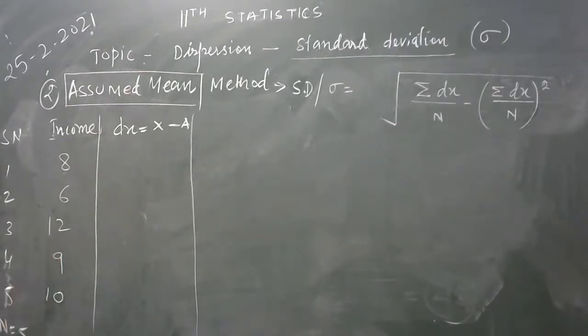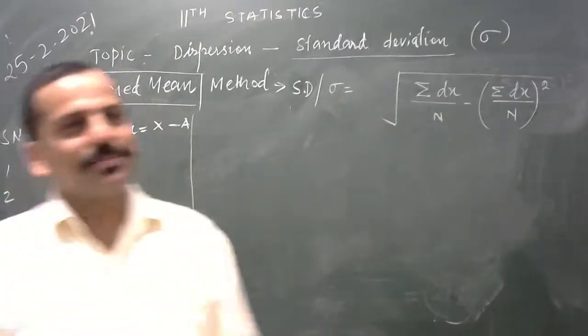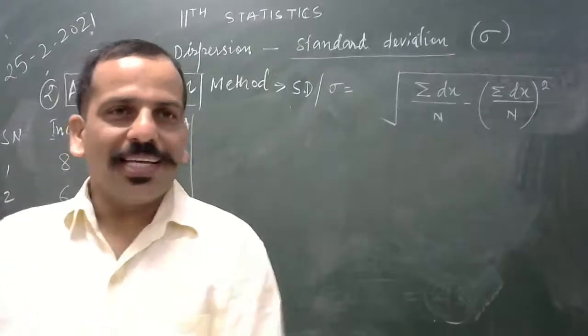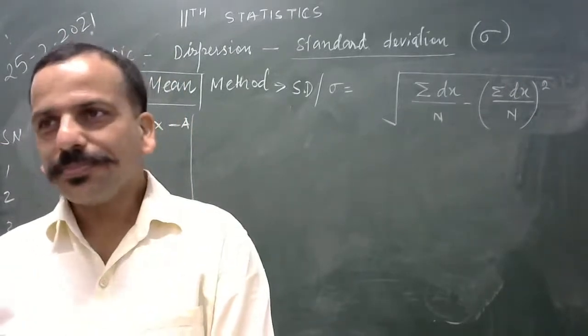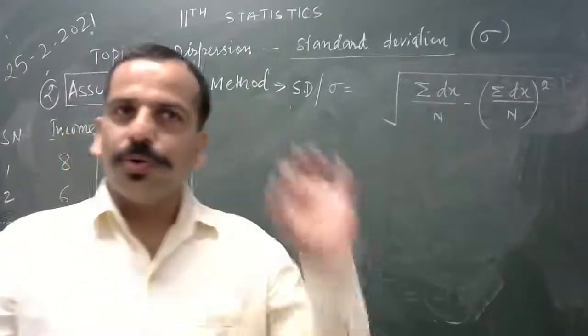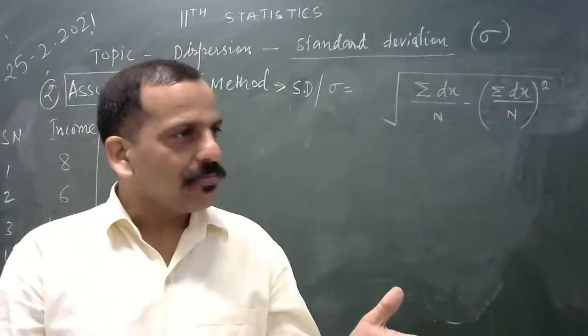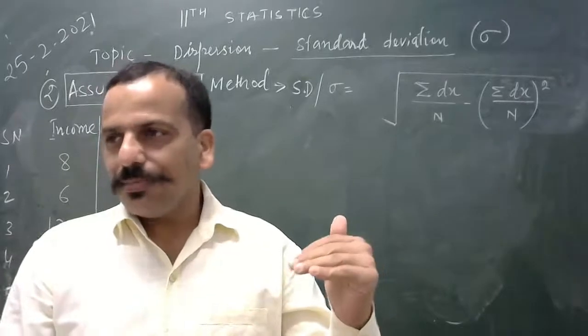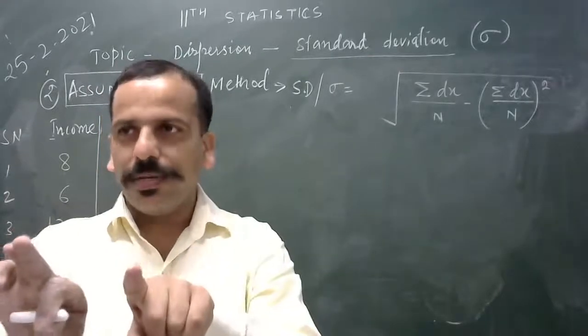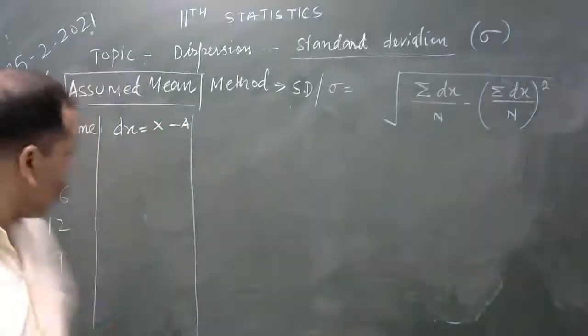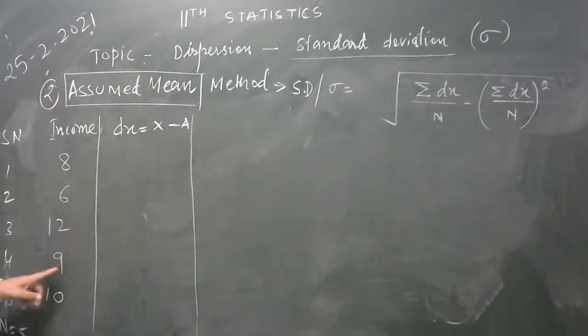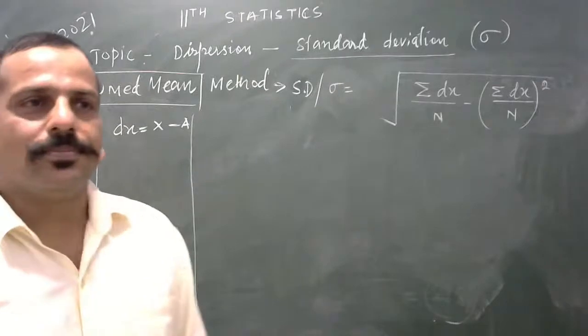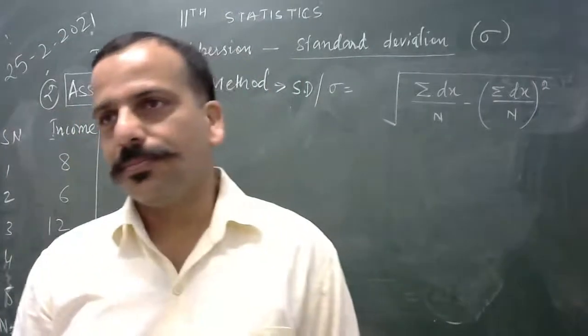So 9 should be. See, if you are taking 12, 12 is the highest number, and you are taking the highest number as an assumed mean. So there is a rule we can say: consider the lowest number and highest number, add both, divided by 2. So here, 6 plus 12, 18 divided by 2, 9. Let's say 9 is not there, then take a number near to that number.